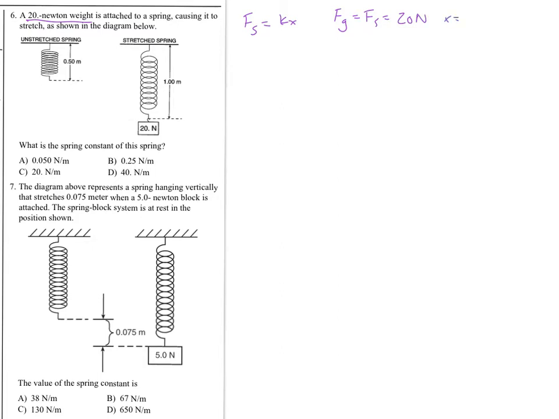We have our x. It goes from 0.5 to 1 meter, so 1 meter minus 0.5 equals 0.5 meters. Then we're going to plug it in. And K is equal to 40 newtons per meter. Choice D.